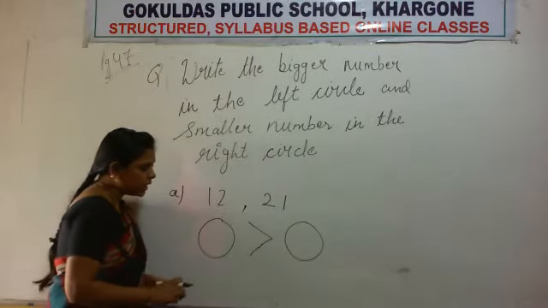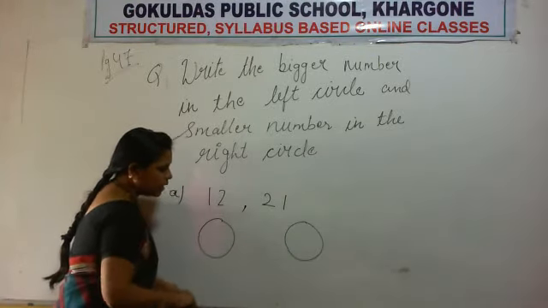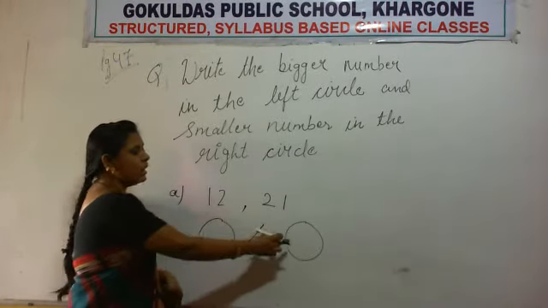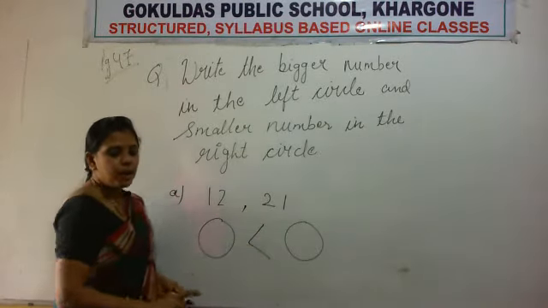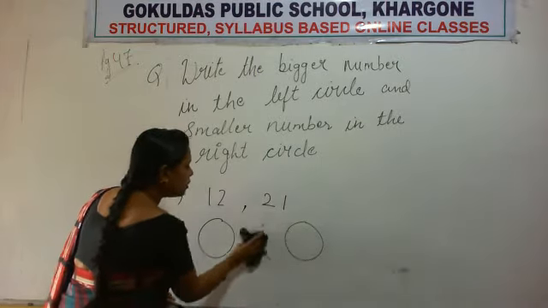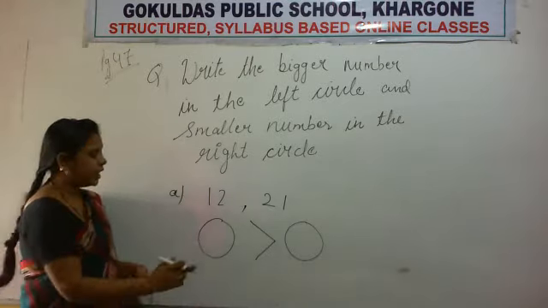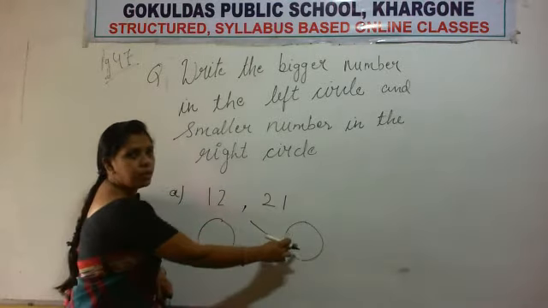If the symbol is like this, then what will we do? We will write the smaller number here and the greater number here. But in our textbook, all the symbols are facing this side. That means we have to write a greater number this side and smaller number this side.